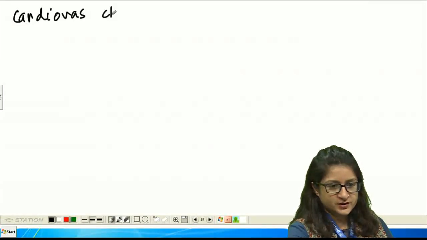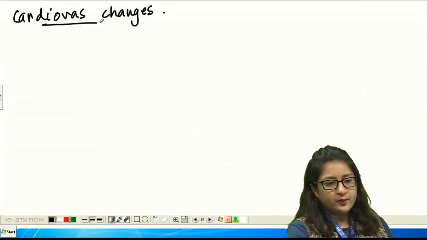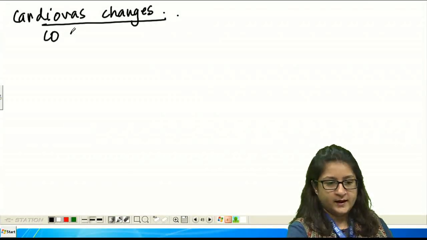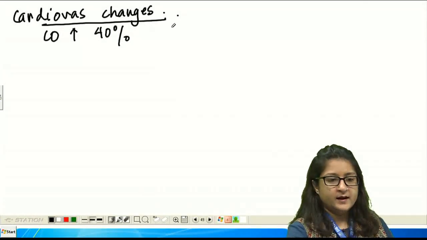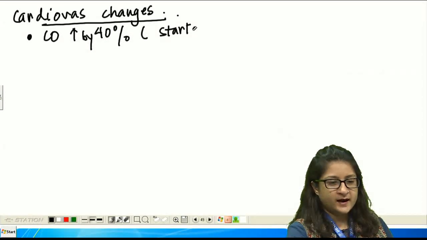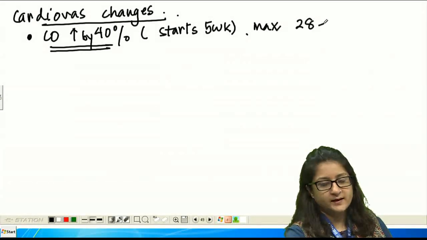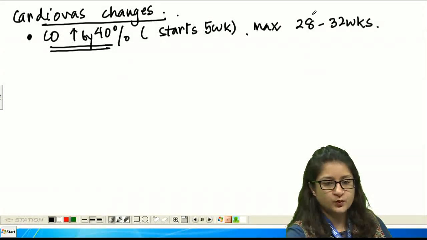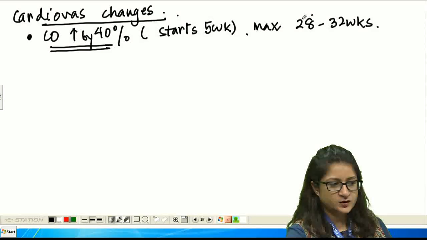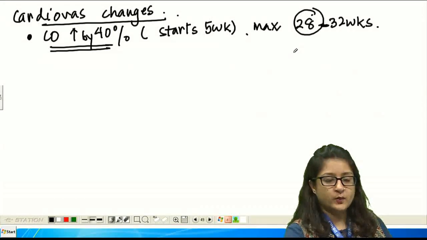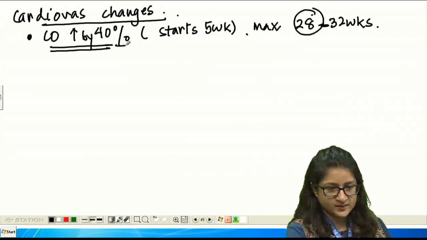The cardiovascular changes in pregnancy that you should remember: the cardiac output increases by 40%. This starts increasing at 5 weeks, and it reaches a maximum at 28 to 32 weeks. If you have to choose one, it is 28 weeks, like in the question. So cardiac output increases by 40%.